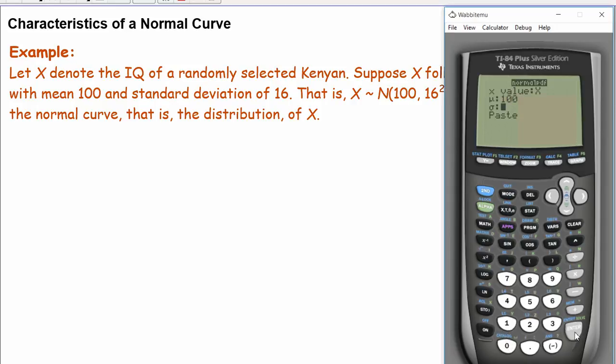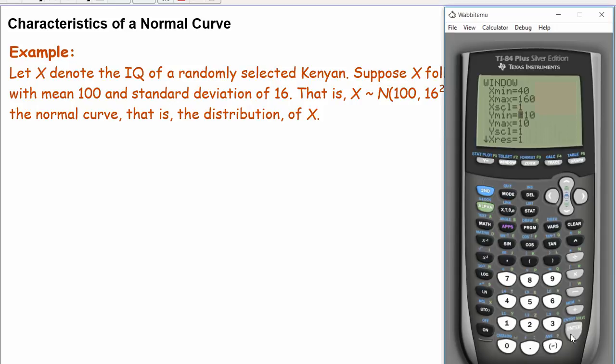The standard deviation is 16. Now I've pasted that onto y equals. So that's a function. I'm going to have to set my window so that I can get a proper curve. So I'll set my window to x maximum, I'll put it at 40. X minimum, I'll put it at 160.